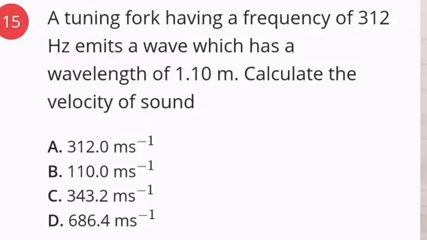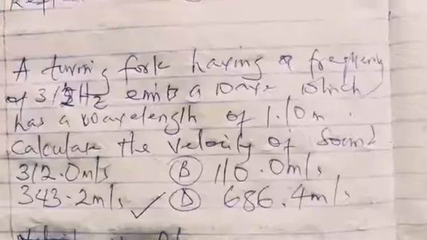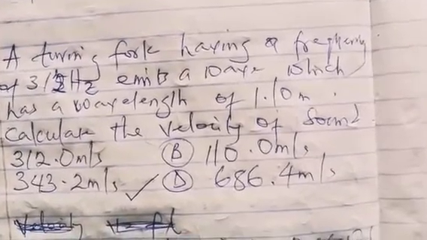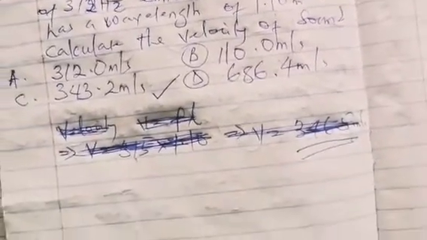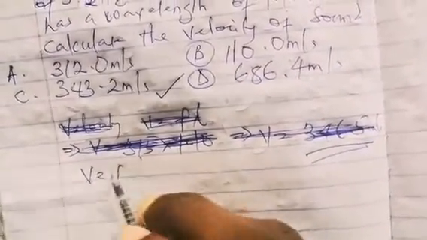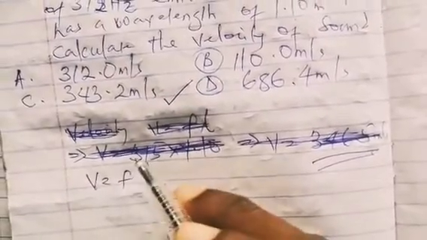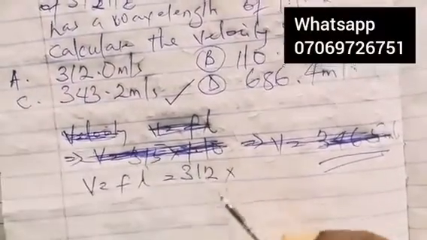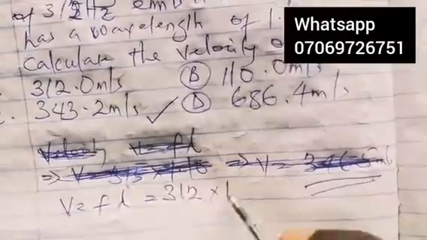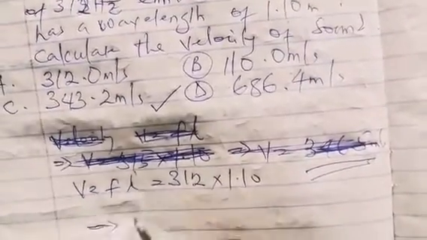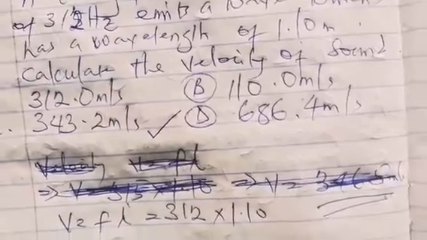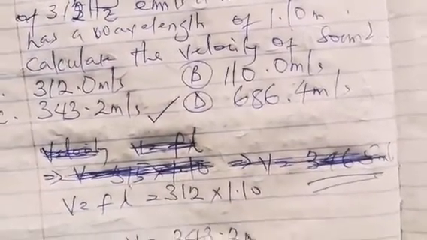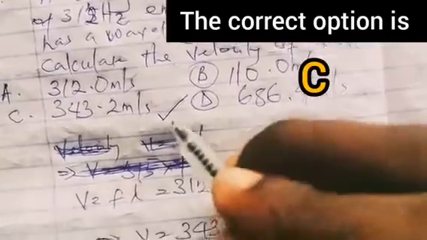Question 15 says a tuning fork having a frequency of 312 Hz emits a wave which has a wavelength of 1.10 meters. Calculate the velocity of sound. Now we know that velocity is given as frequency times lambda, where lambda is the wavelength. So this is equal to 312 Hz times 1.10, which gives us 343.2 meters per second. So the correct option is option C.